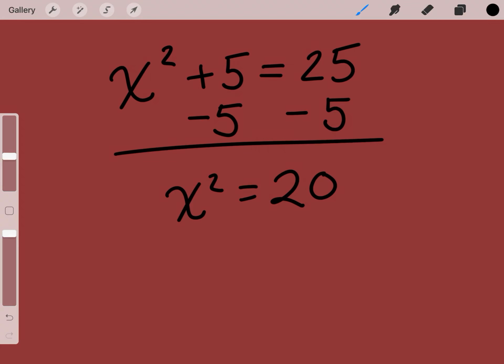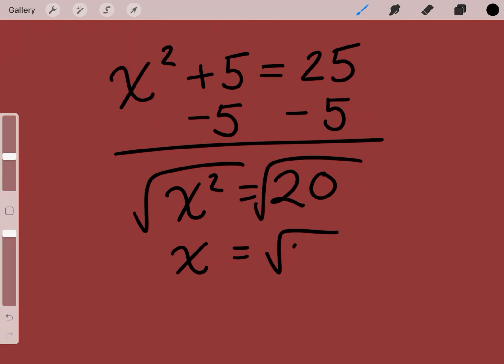Oh no. Why is this a little bit different from every problem we've done already? The reason this is different from everything we've done already is when we take the square root of both sides, this side becomes x, but we don't have a whole number that is the answer to the square root of 20, so we have to keep it as a square root, where it says the square root of 20.